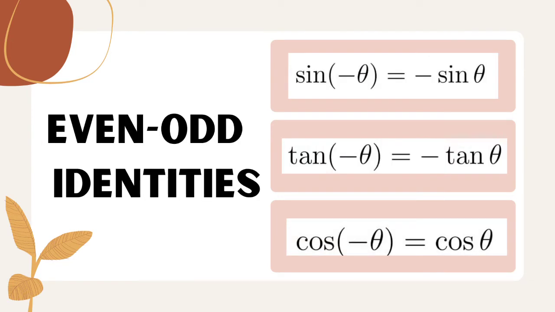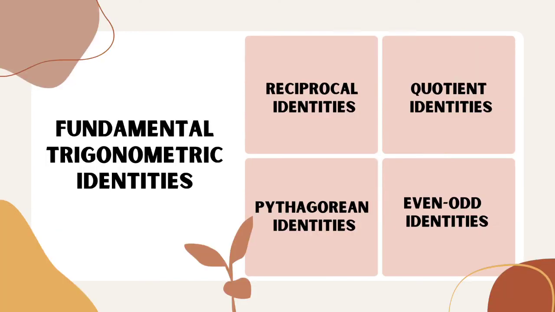Let's move on with the last identity, which is even-odd identities. Under the even-odd identities, we have sine of negative theta is equal to negative sine theta. Tangent of negative theta is equal to negative tangent theta. Cosine of negative theta is equal to cosine theta. Again, we have different fundamental trigonometric identities: the reciprocal identities, quotient identities, Pythagorean identities, and even-odd identities.